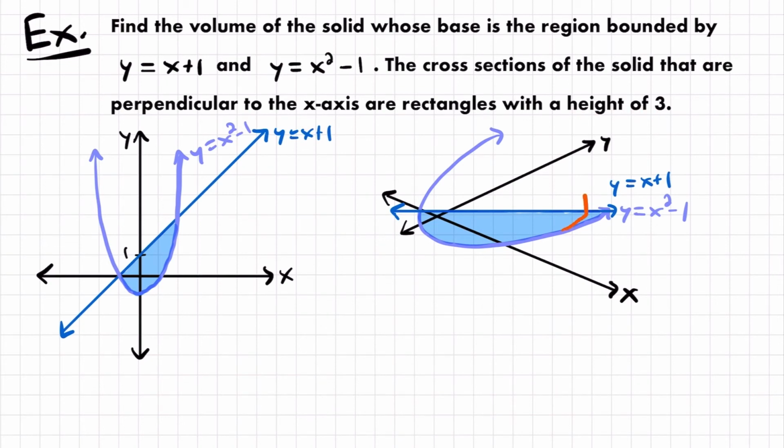We could have one right here that will look something like this, and then we could have another one that will be the same height, that height of 3, and then we could have another one that will still have that same height, and then we can have one more over here that would also have that height.